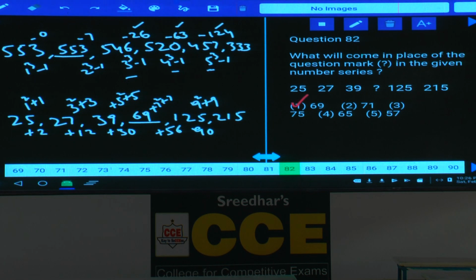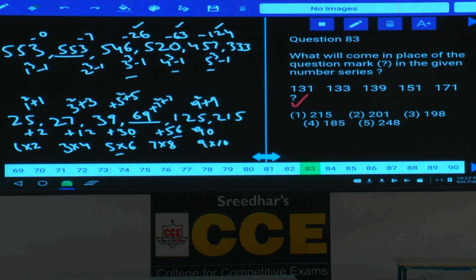Or else you can write these differences in another pattern as well. This 2 can be written as 1 into 2, right? And this 12 can be written as 3 into 4, and this can be written as 5 into 6 is 30. 1 into 2, 3 into 4, 5 into 6, 7 into 8, 9 into 10. 9 into 10 is 90, 7 into 8 is 56, 5 into 6 is 30. In either way you can work out this one. Hence what is your answer here? 69, that is given in choice 1. Question number 82, choice 1 is the answer.